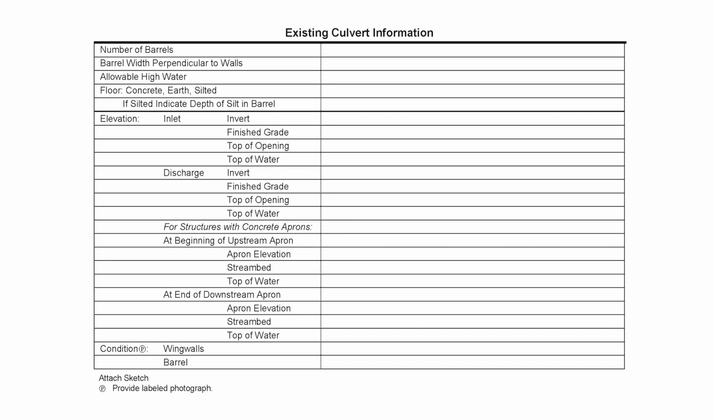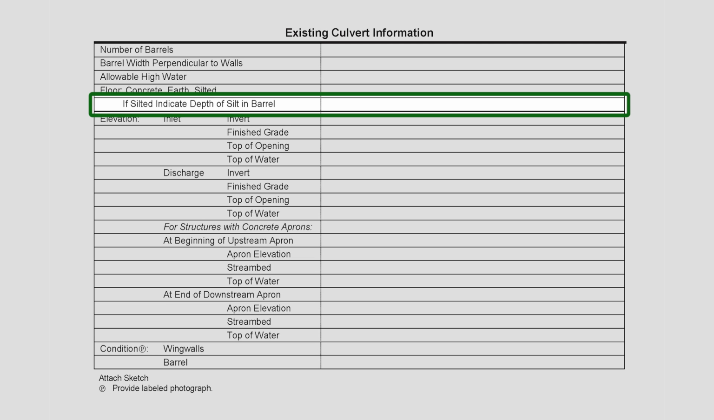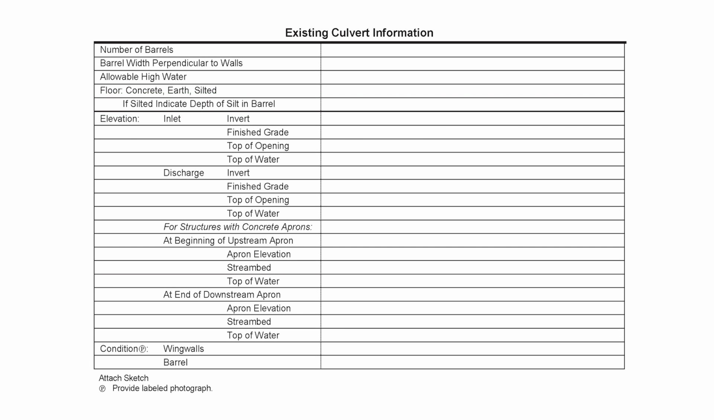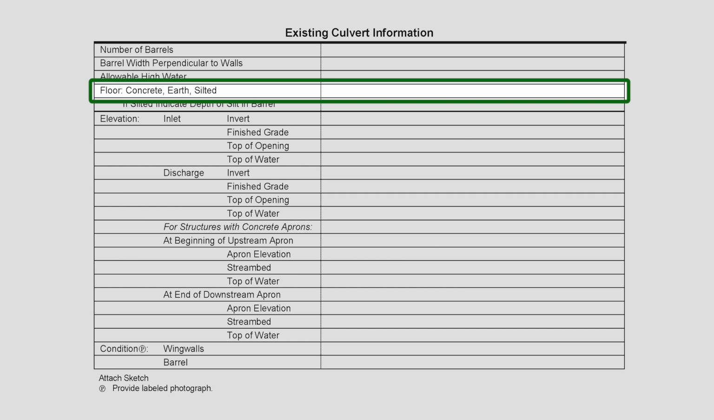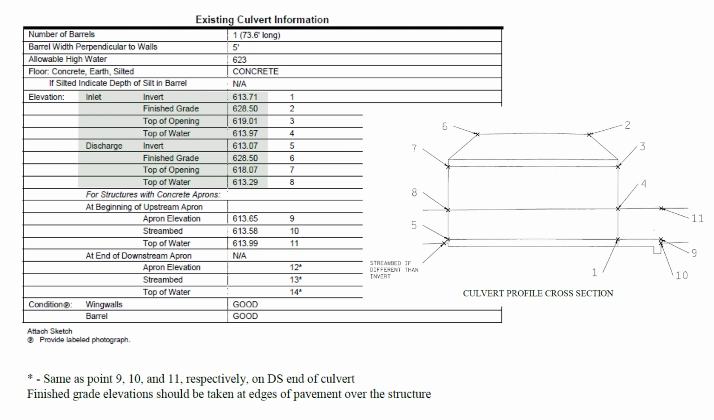Collect both the clear span and length of the culvert. If silt or sediment has accumulated in the culvert, provide the depth of the sediment in the barrel at the inlet and outlet. A thorough investigation should be made to determine if a concrete floor is present. The invert, top of opening, top of water, and finished grade elevations should all be collected at the inlet and outlet of the structure. The finished grade is defined as the edge of pavement along the culvert center line.